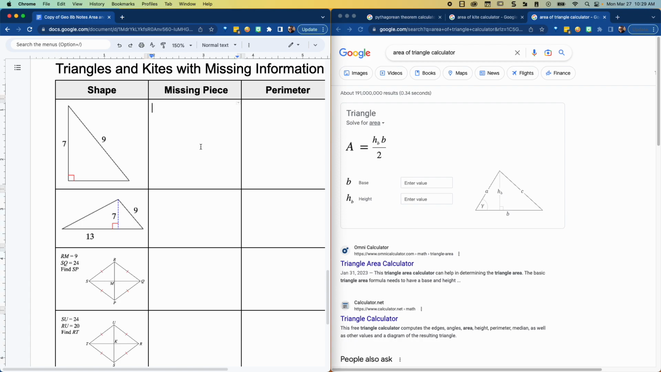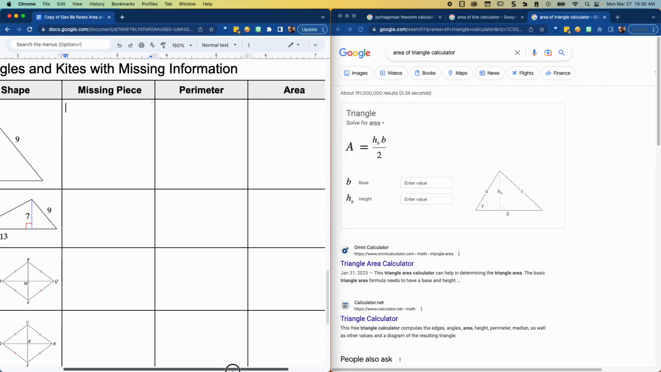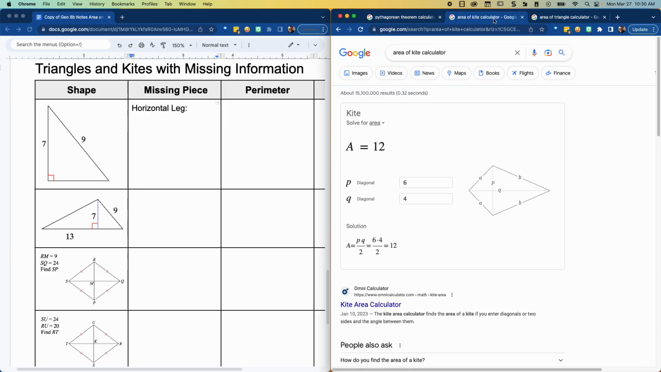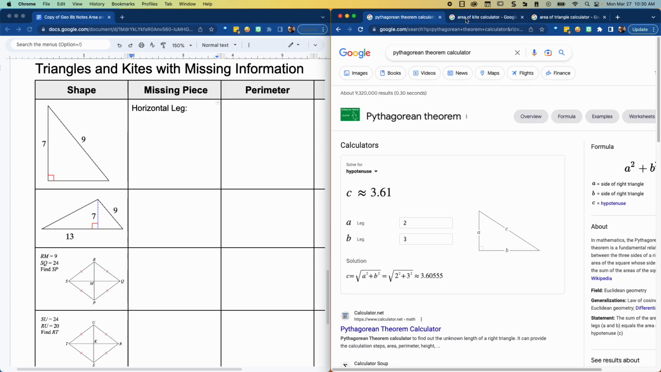When I look at this first triangle, I notice that I have a hypotenuse and one of the legs. But in order to calculate the perimeter, I need all three. And in order to calculate the area, I need a base and height that are perpendicular to each other. So my missing piece is the horizontal leg. To calculate it, I can use these calculators that have to do with Pythagorean theorem, area of a kite, or area of a triangle. In this case, I think Pythagorean theorem is going to be most useful.